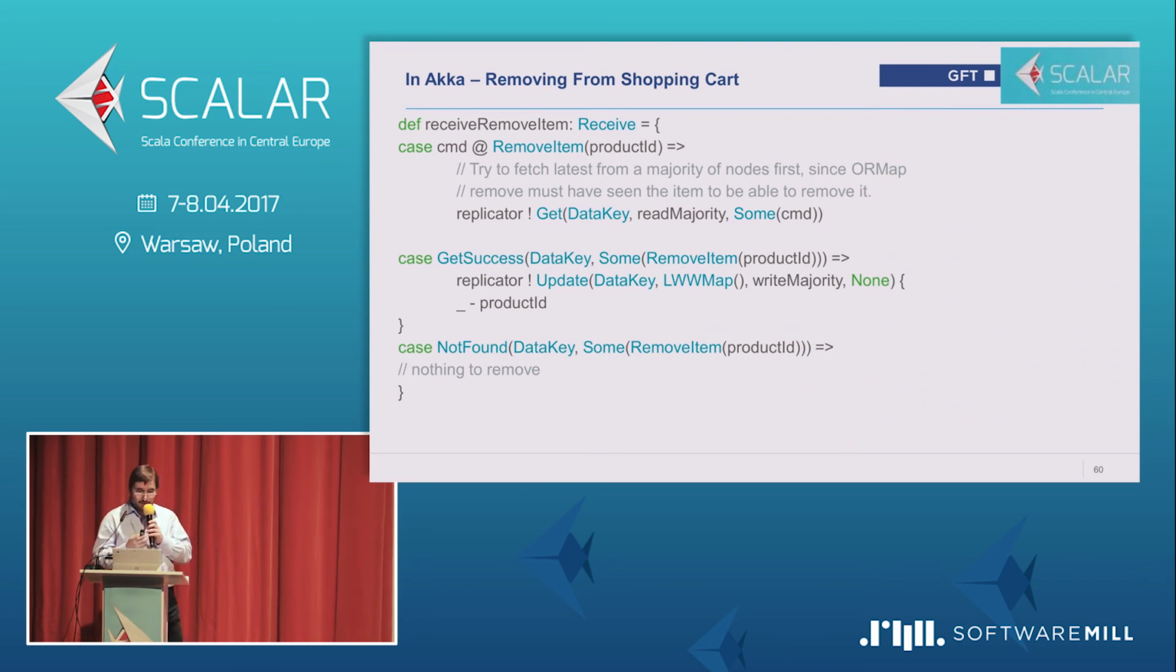The items are identified by key. This could be ISBN for a book. And there are some additional properties of that. We are using here a last write wins map, so something maybe not optimal. There are some anomalies connected with that.